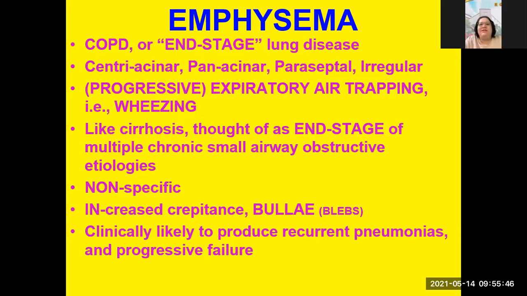But still, we consider that the etiology is non-specific, but COPD as a rule has been linked to smoking. And of course, we have also documented that alpha-1 antitrypsin deficiency enzyme will also cause COPD, and this is familial in nature. So there is increased crepitance in emphysema, and there is the presence of bullae or blebs. So these are like air-filled pockets. And the problem with these blebs is that once they rupture, one of the complications is pneumothorax. Emphysema is clinically likely to produce recurrent pneumonias and progressive failure.